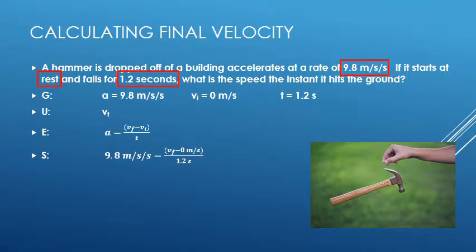Since I don't like having a fraction in my algebra problem, I'm going to start by getting rid of the 1.2 seconds. Since I'm dividing by 1.2 seconds, I'm going to multiply by 1.2 seconds.